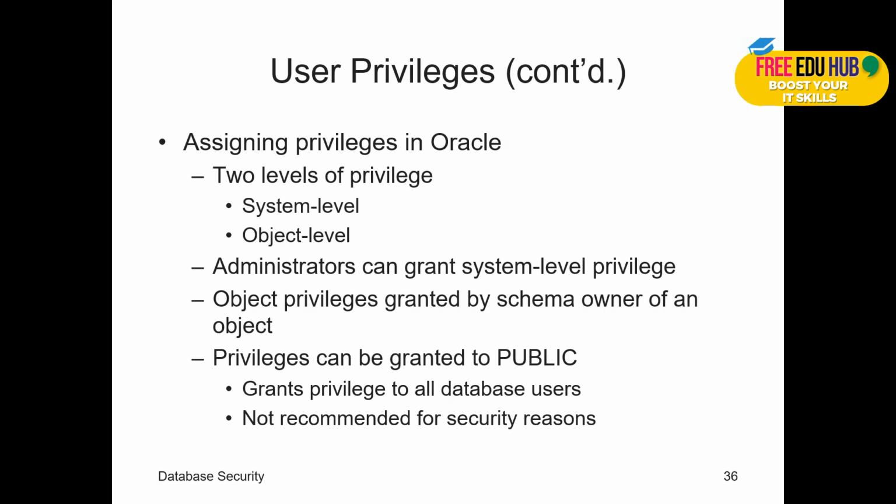Now, assigning privileges in Oracle has two levels of privileges, for example a system level and an object level. Administrators can grant the system level privileges. Object privileges are granted by the schema owner of the object, who must be able to access which table in the database. As we discussed earlier, we have different departments using the same database, so each user will have access to the specific database or object which he is entitled to.